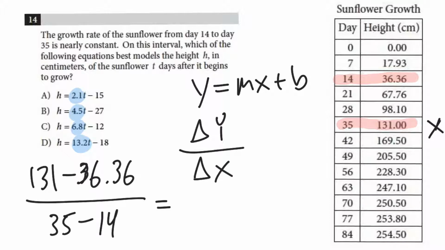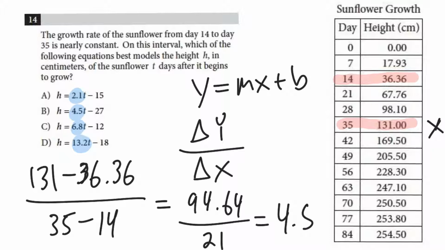Alright, so I'm going to use my calculator for this one. 131 minus 36.36. So the change in the height is 94.64, and the change in the days, well, that's just going to be 21. Okay, so I'm going to do 94.63 divided by 21, and I'm going to get approximately 4.5. So that's the rate of change in the height per day. Well, right off the bat, I can see that I do have a solution here. That's going to be B. B is my solution.